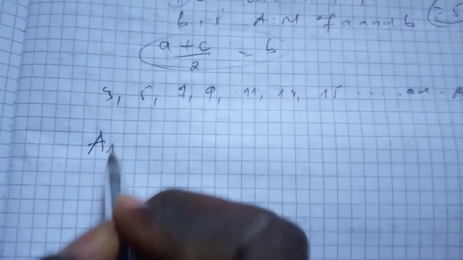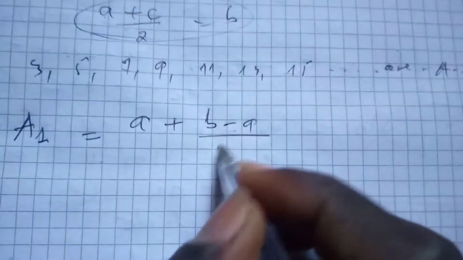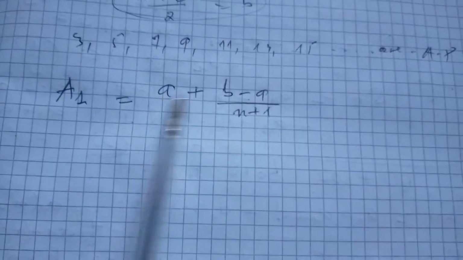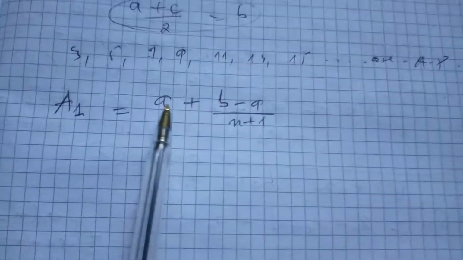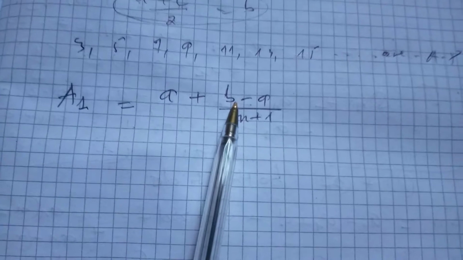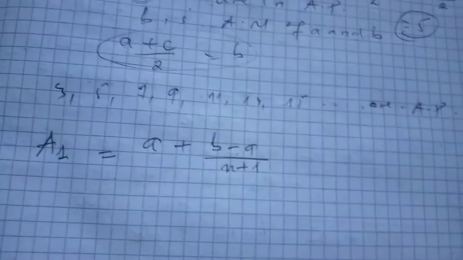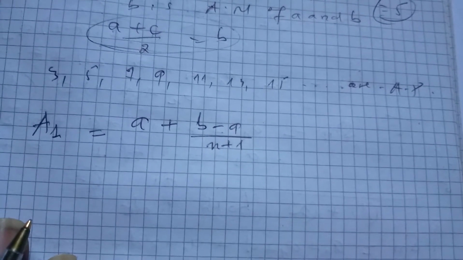For A1 in arithmetic mean, A1 is equal to A plus (B minus A) over (N plus 1). This is the formula that is going to be used when you have term 1 and term 2, A and B. N is the number of terms. This is the first term, this is the second term. So A1 is equal to A plus (B minus A) over (N plus 1).